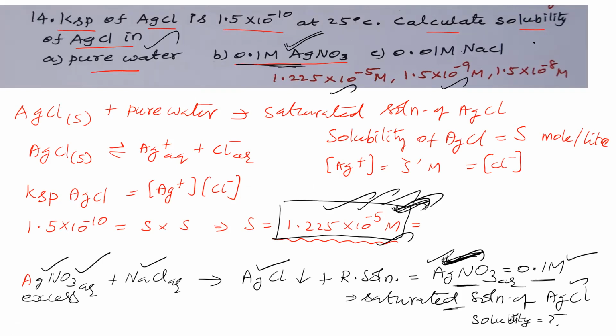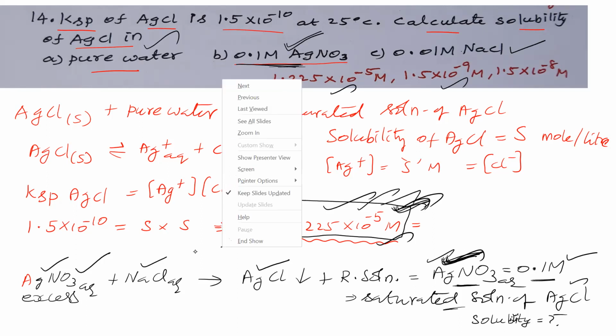Next we will see the solubility of AgCl in 0.01 molar sodium chloride. What is the solubility of AgCl in 0.01 molar sodium chloride? That we will see. Now here, what we have to do is, let us take that silver nitrate is not in excess. Like this we will do it. Silver nitrate is not in excess.